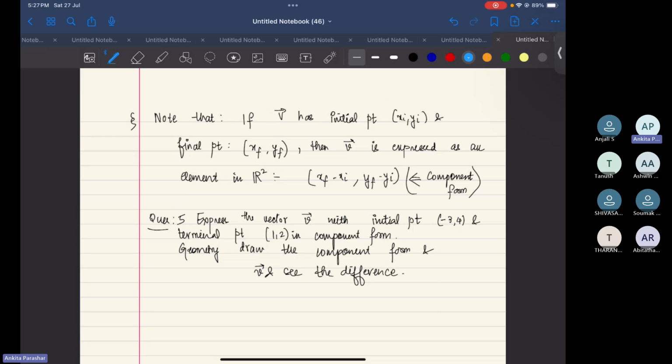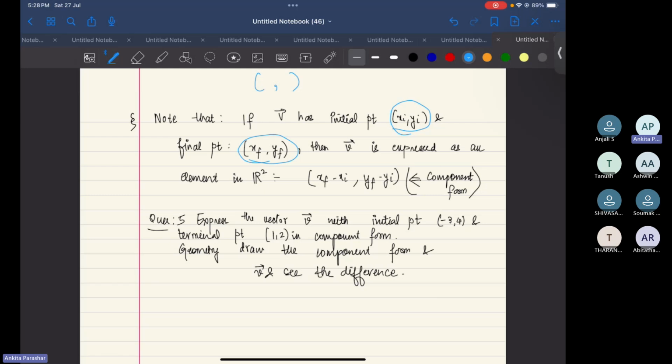All right. So here we want to say something. Let's see what we are trying to learn. We will understand one fact and then we will go to the question. Suppose V is a vector which has initial point (xi, yi) and final point (xf, yf). Then we can describe our vector V in component form. Like any element of R2, if you want to write it without drawing a Cartesian plane, you write it in the form of a tuple, right? This is how an element of R2 looks.